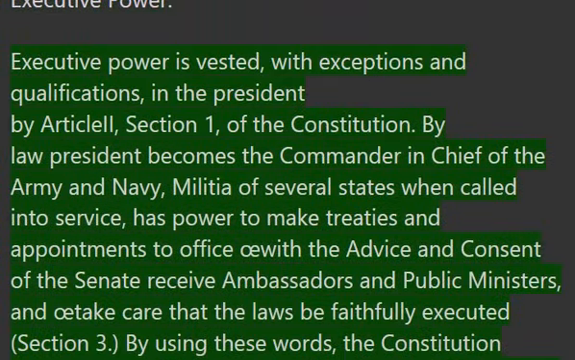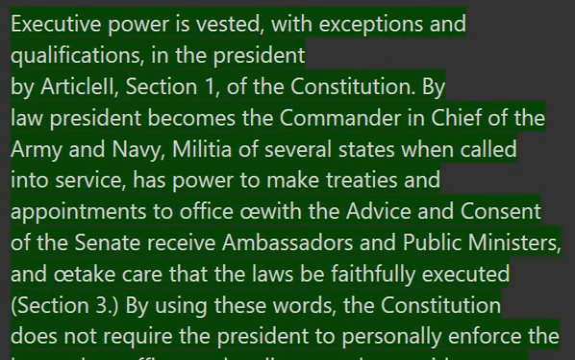Executive power. Executive power is vested, with exceptions and qualifications, in the President by Article II, Section 1, of the Constitution. By law, the President becomes the Commander-in-Chief of the Army and Navy, and of the militia of several states when called into service. He has power to make treaties and appointments to office with the advice and consent of the Senate, receive ambassadors and public ministers, and take care that the laws be faithfully executed. Section 3. By using these words, the Constitution does not require the President to personally enforce the law; rather, officers subordinate to the President may perform such duties.